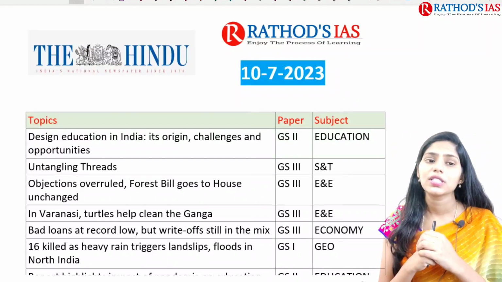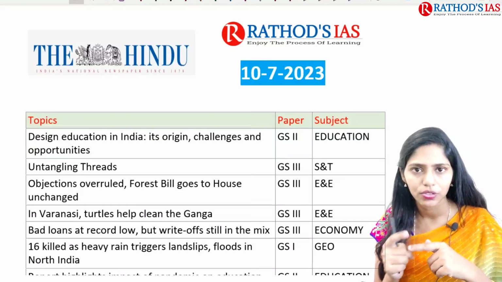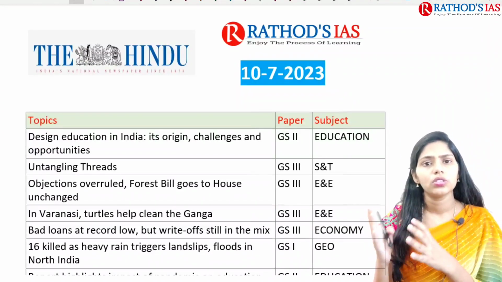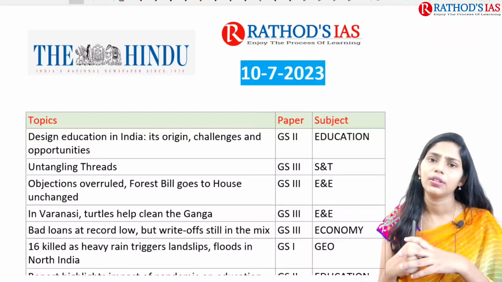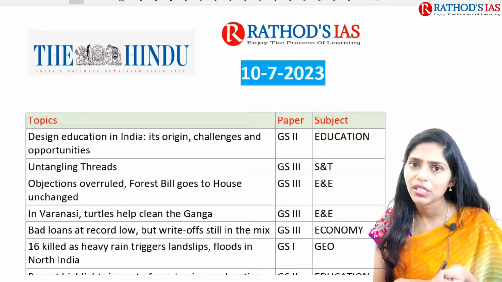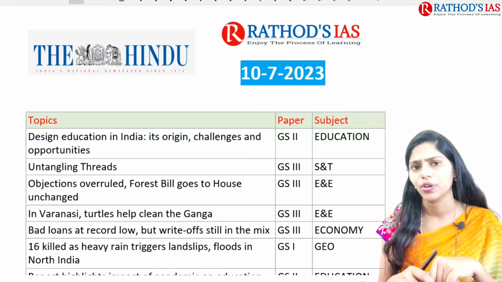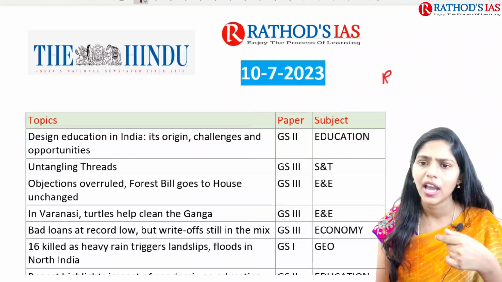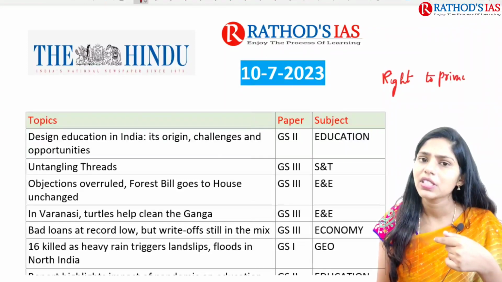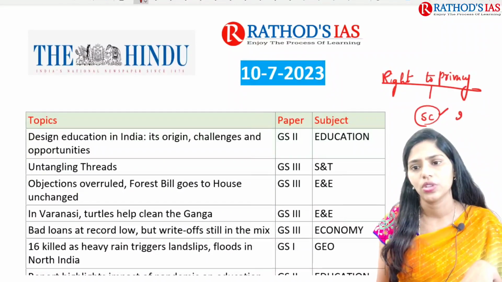And the next topic we are going to discuss is about untangling threads. This topic I collected from Text and Context of today's Hindu. And here there's a probability of getting a question like: threads or synonyms, what is it related to? That means you can get either a prelims question or a mains question on this. This topic is important from S&T, and this article is also important from the polity point of view, because of the right to privacy. We have a fundamental right, right to privacy, which was decided by the Supreme Court in one famous judgment in 2017.